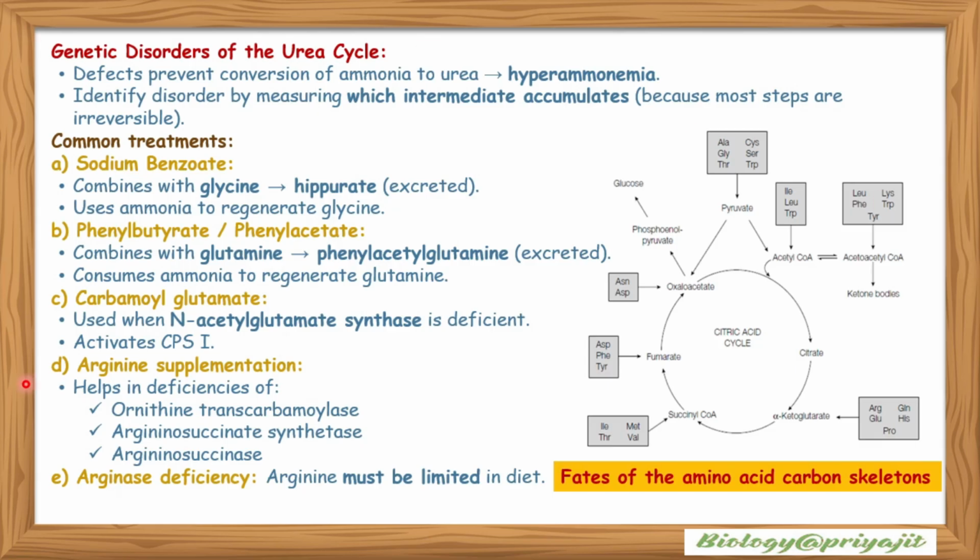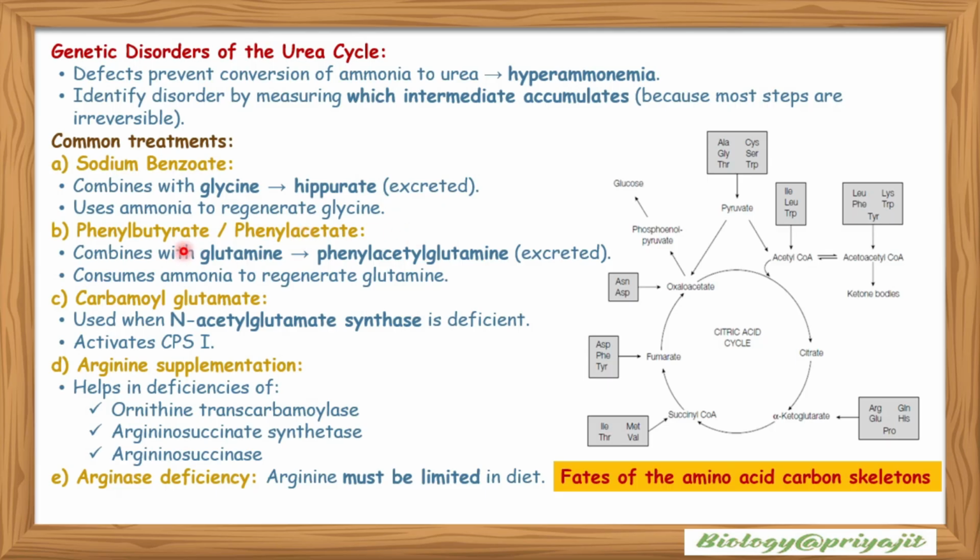Genetic disorders of the urea cycle. Defects prevent conversion of ammonia to urea, causing hyperammonemia. Identify the disorder by measuring which intermediate accumulates, because most steps are irreversible. Common treatment: sodium benzoate can be used. It combines with glycine and produces hippurate, which is excreted. It uses ammonia to regenerate glycine.